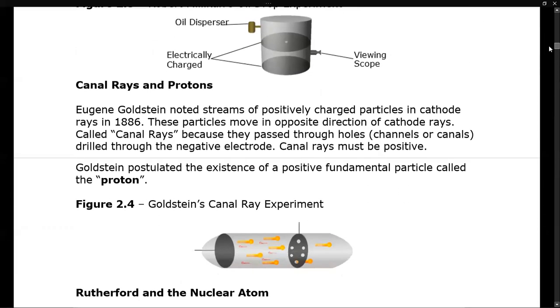Eugene Goldstein had what he called canal rays. Similar to J.J. Thompson's cathode rays, they would pass from one plate to the other, but the canal rays were positive and they traveled the opposite direction. They traveled through the holes or canals that were bored into the negative electrode, which Eugene Goldstein then said there must be a positively charged particle, which ends up being called the proton.